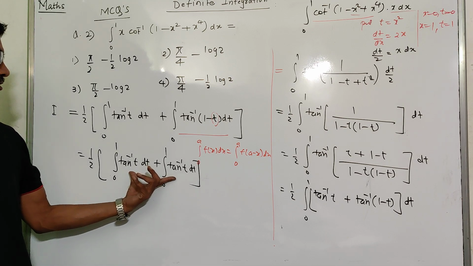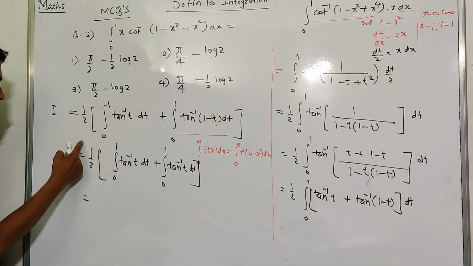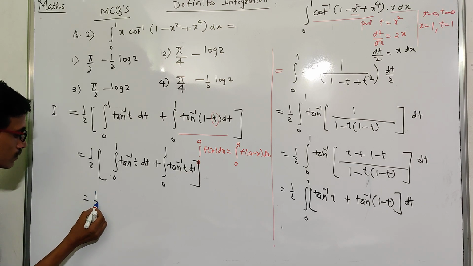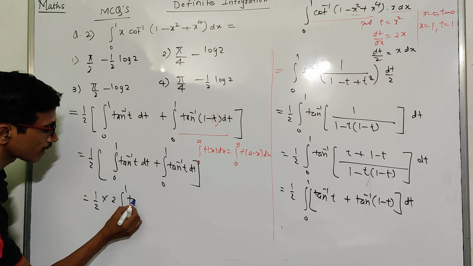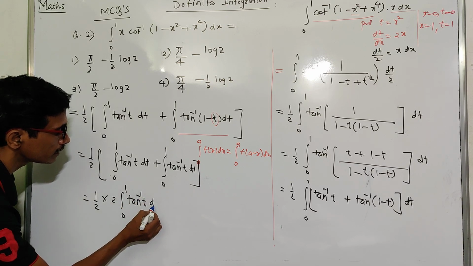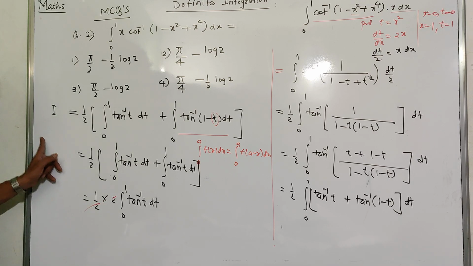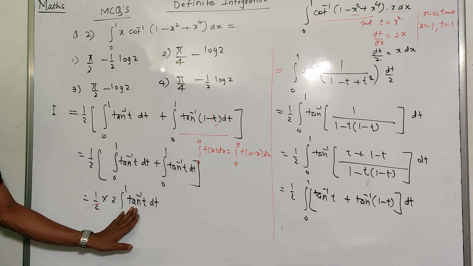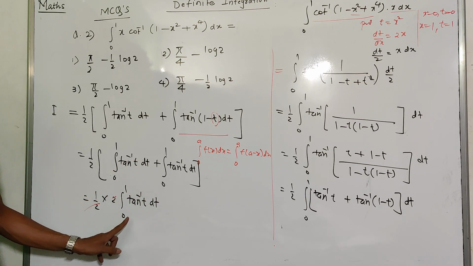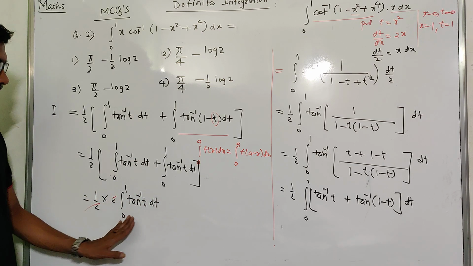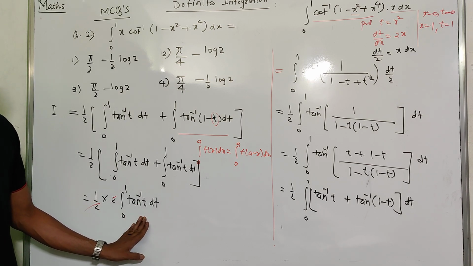Now clearly this is 2 times the same integral and this 1 by 2. So this is 1 by 2 into 2 times integral 0 to 1 tan inverse of t dt. This 2 is getting cancelled, so the required integral is this. Now it is only sufficient to evaluate this integral. So let's evaluate this integral by integration by parts.